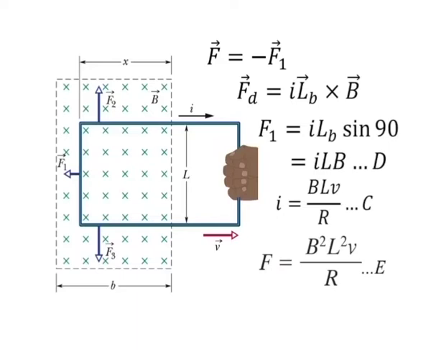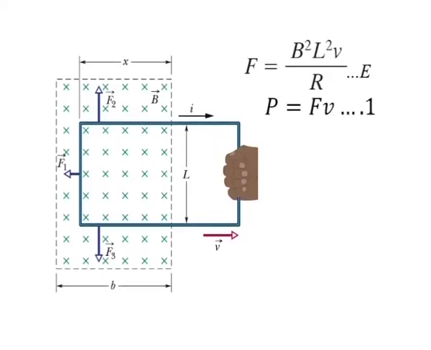The rate at which you do work on the loop as you pull it from the magnetic field is found by substituting equation E in equation 1, that is P is equal to Fv, which is equal to B squared L squared v squared divided by R.